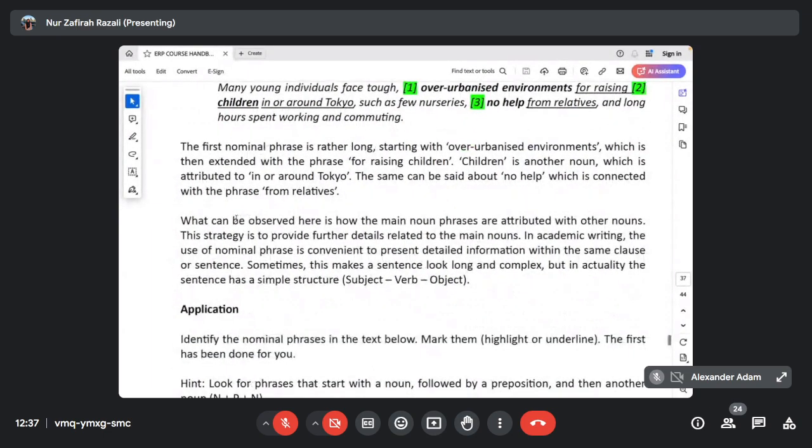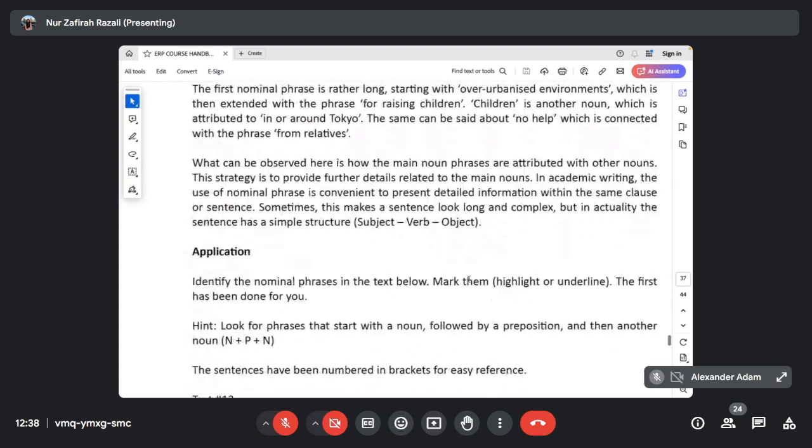What can be observed here is how the main noun phrases are attributed with other nouns. This strategy is to provide further details related to the main nouns. In academic writing, the use of nominal phrases is convenient to present detailed information within the same clause or sentence. Sometimes this makes a sentence look long and complex, but in actuality, the sentence has a simple structure. Okay, subject, verb, object, SVO.